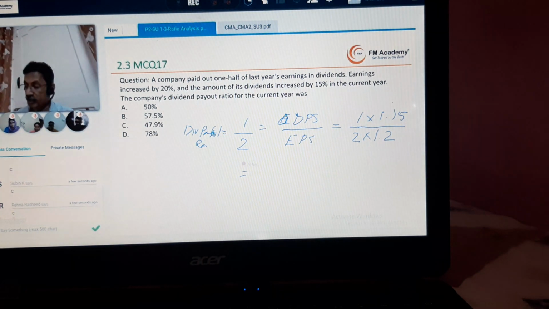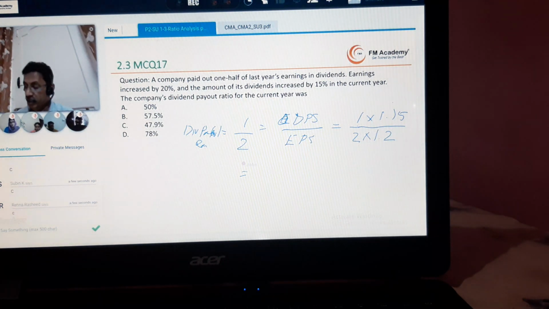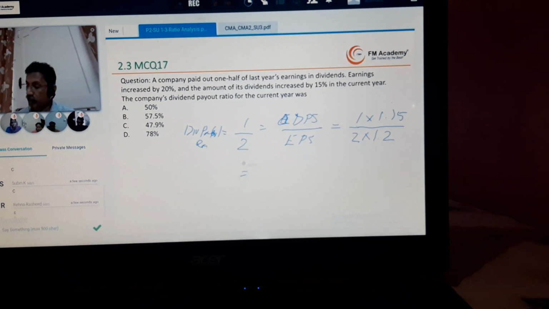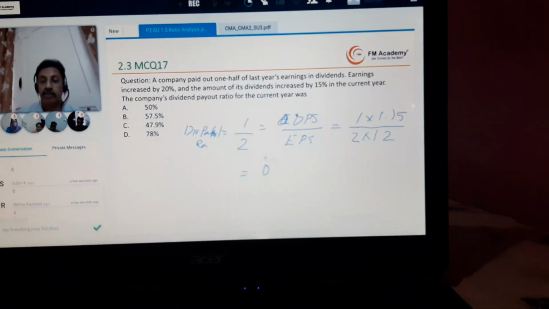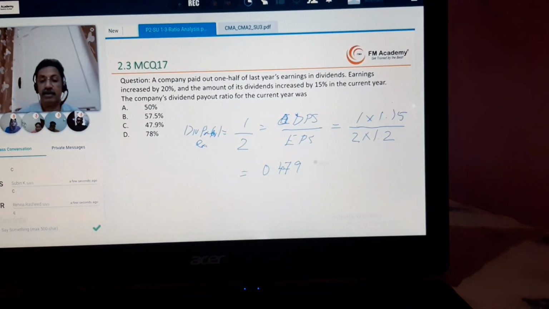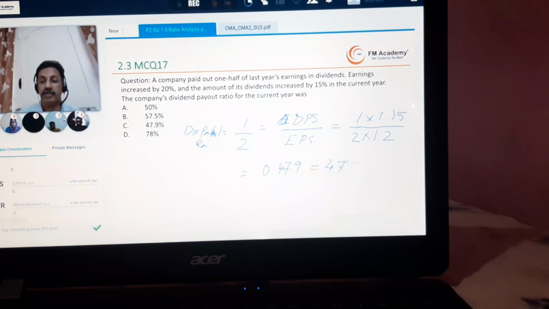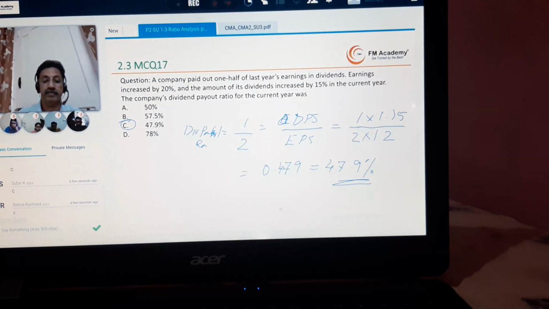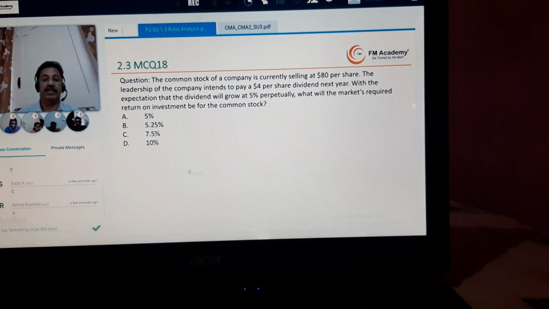You have to do it like this. 2 into 1.2 is 2.4. Put it in memory. Then 1.15 divided by memory recall will give you 0.479, right? That is nothing but 47.9%. So C is the answer. Most of you got the answer. Next question.